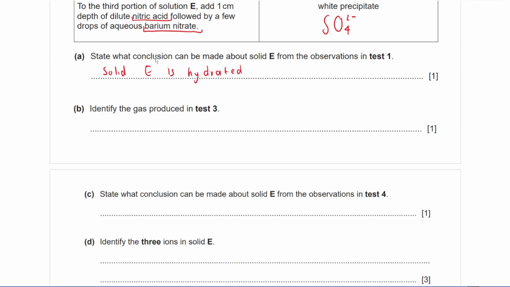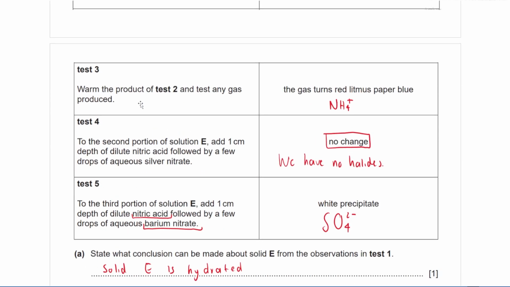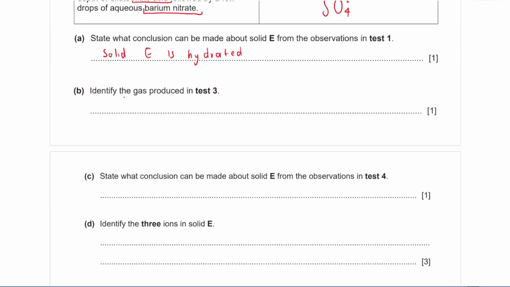And look, identify the gas produced in test 3. Remember, the gas that turns red litmus paper blue is ammonia, and ammonia is NH3. Okay, so the gas is ammonia.